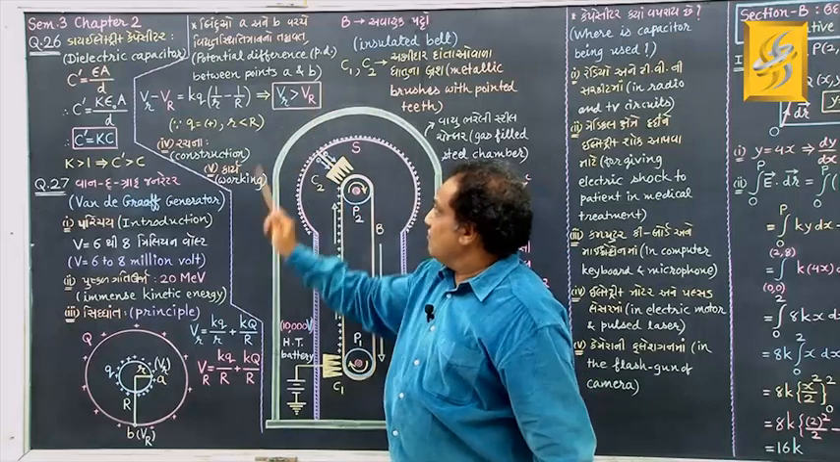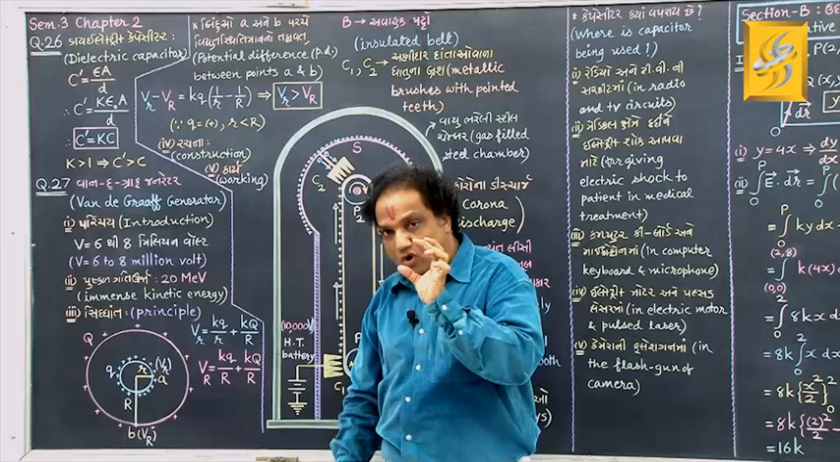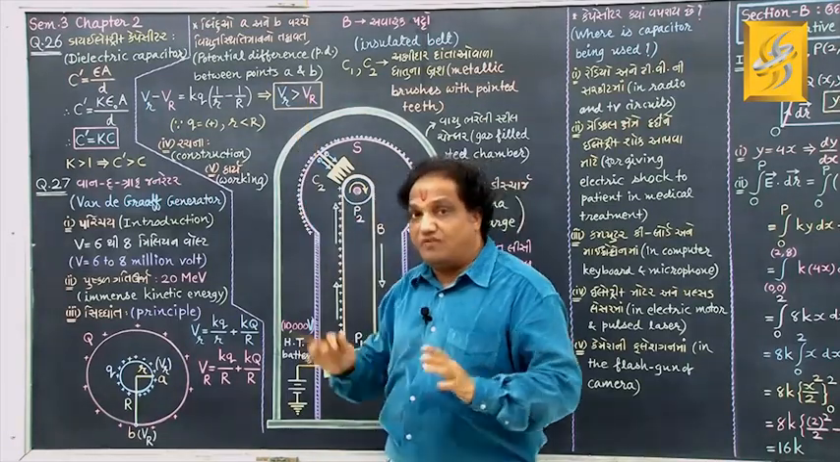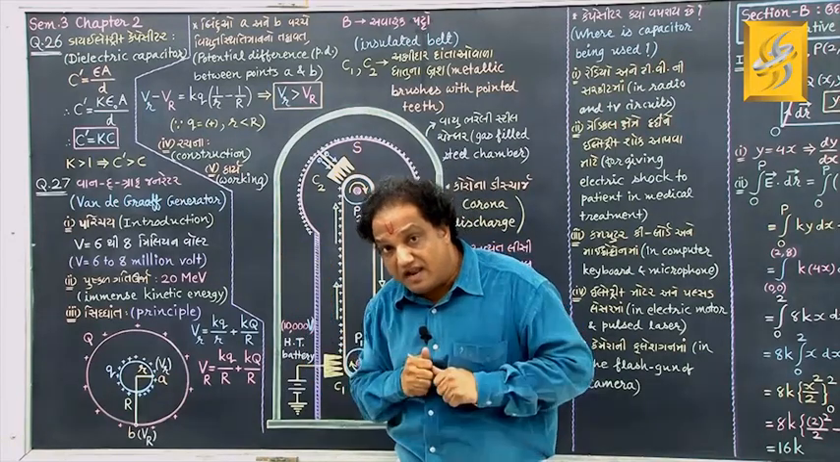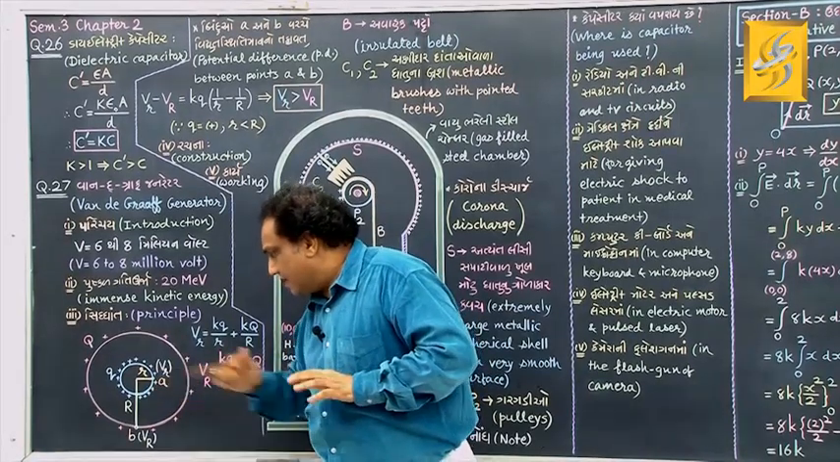What does this mean? The potential on the surface of the smaller sphere is greater than the potential on the surface of the bigger spherical shell. Here the potential is higher.